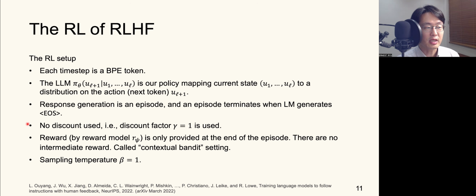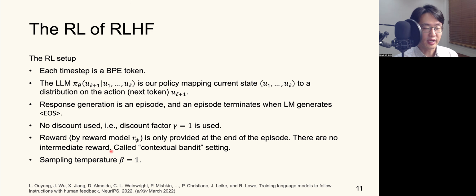In this MDP, in this RL environment, we will not be using discounting, so a discount factor of gamma equals 1 is used. And within this MDP, the reward, which is determined by the reward model, is only provided at the end of the episode. So there are no intermediate rewards. The language model collects a reward only once it provides a full completion, answering the question of the prompt.